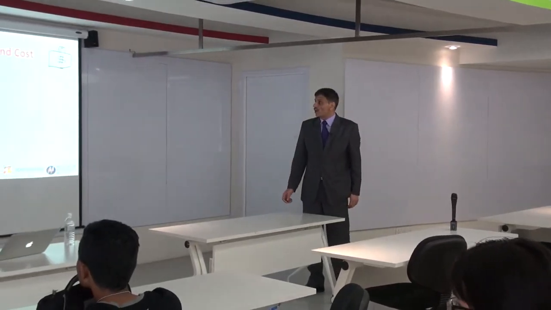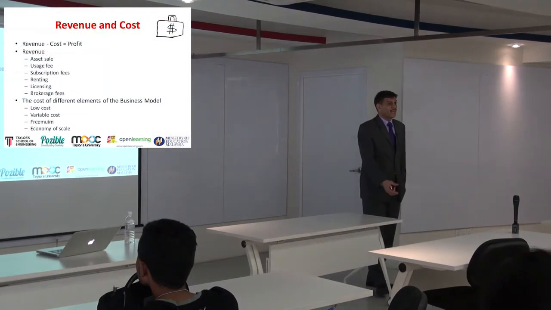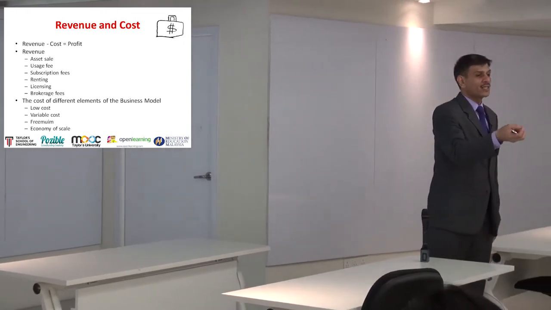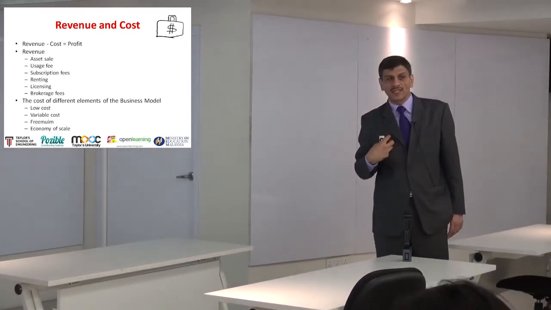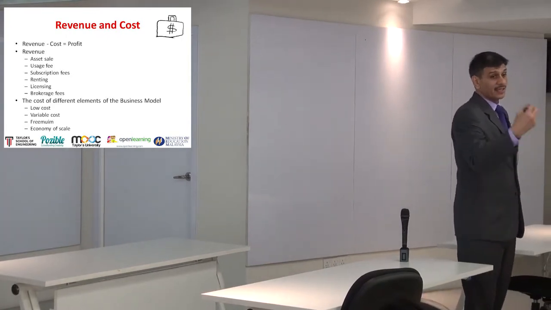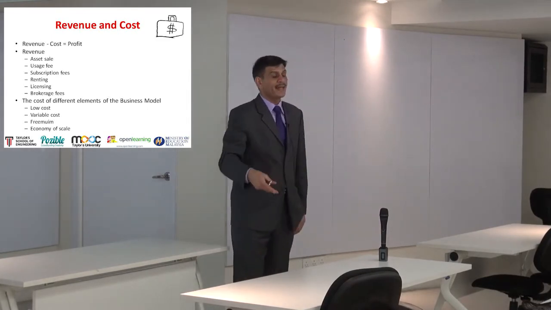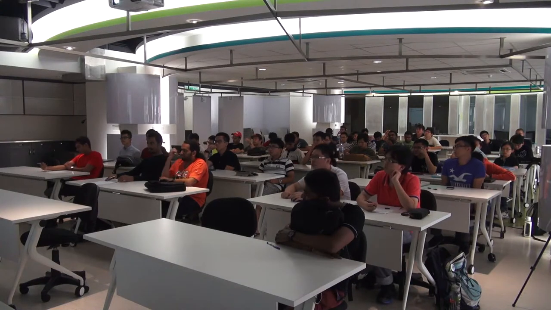So the revenue and cost. The revenue is what the business charges the customer. So the revenue of our university is literally the tuition fees that you guys pay. The cost is how much the university spends to create the value proposition to you. So the salary that they pay me, the electricity bill, the equipment that they are buying, the campus that they are building. So if the revenue minus the cost is a positive number, then we will have profit.